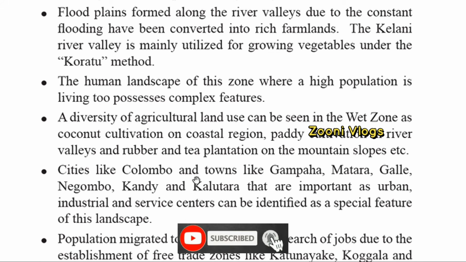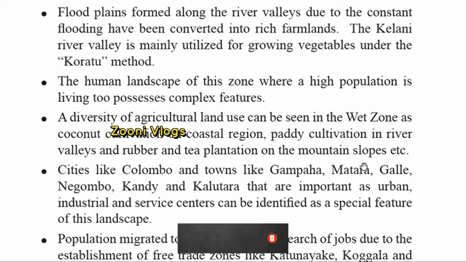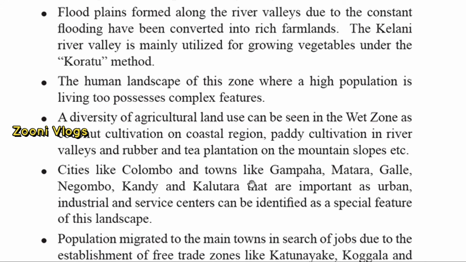Cities like Colombo, and towns like Gampaha, Matara, Galle, Negombo, Kandy and Kalutara that are important as urban, industrial and service centers can be identified as a special feature of this landscape.